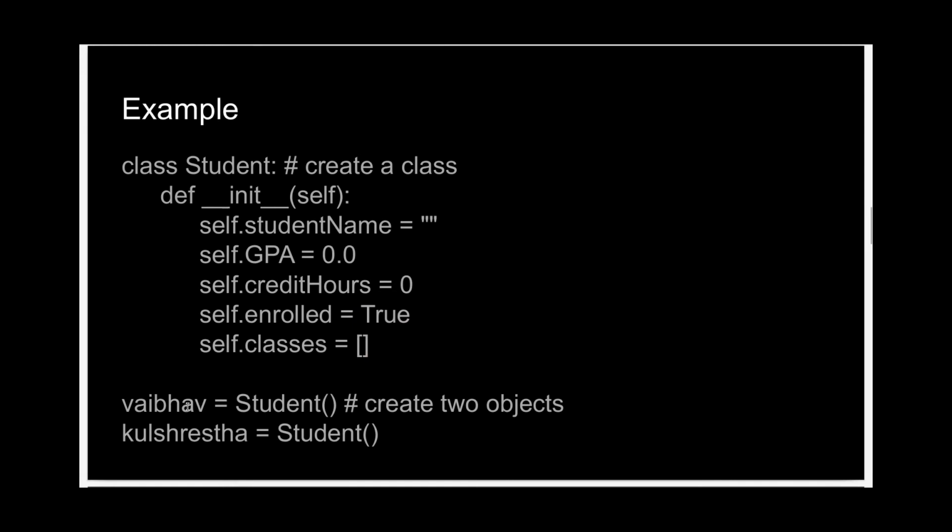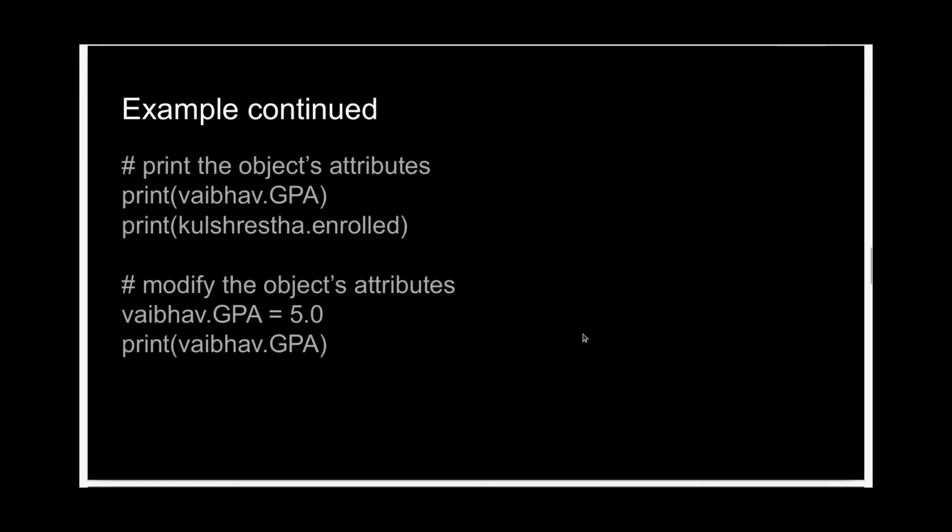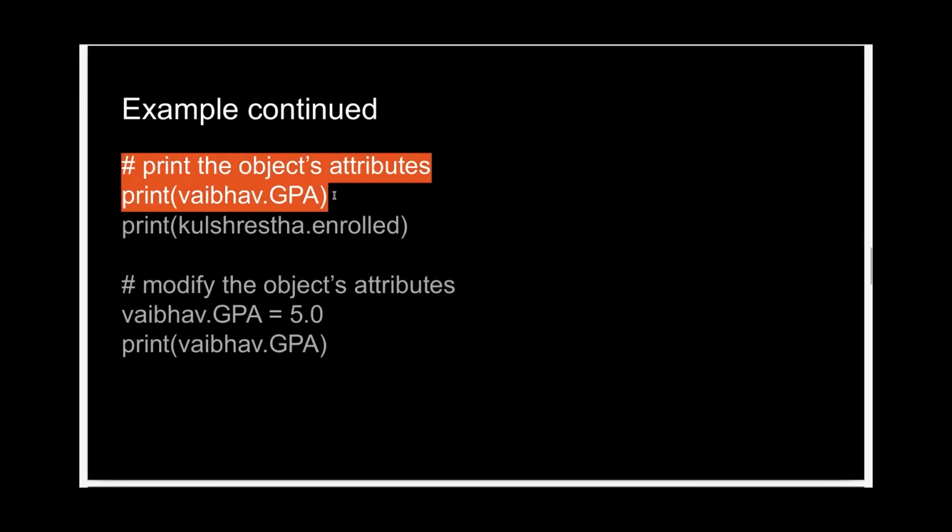Then I'm creating two objects from the class. Sorry, the first object Vaibhav and the second object Kulshresht. You can create an object by simply writing the variable name you wish to create equal to the name of the class, parenthesis. If the class takes any inputs for creation, you can specify those in the parenthesis over here. But if not, you can simply write the name of the class and empty parenthesis. Then I'm printing out the GPA of the Vaibhav object and the enrolled variable of the Kulshresht object.